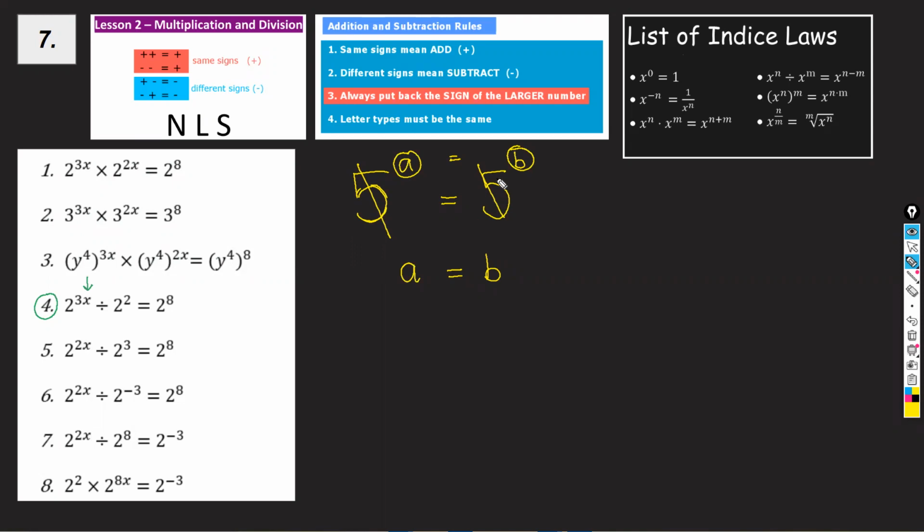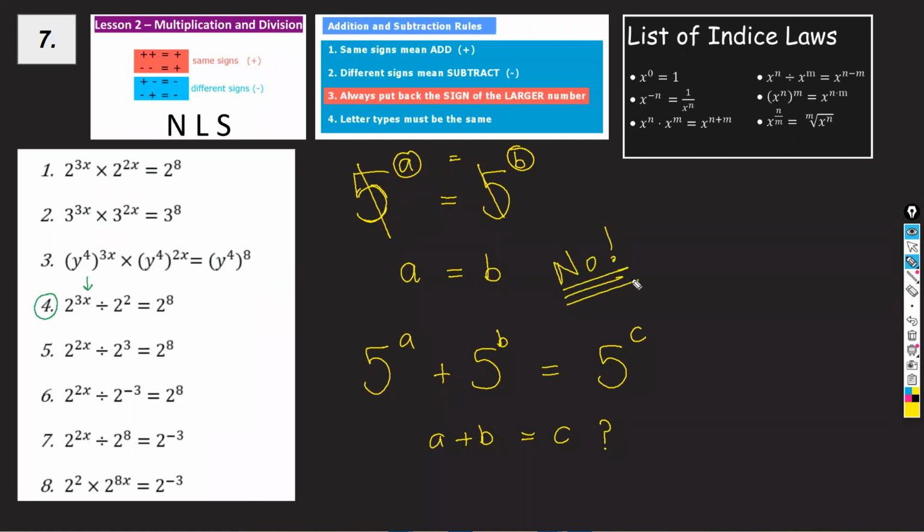But it only works when you have exactly 1 base on this side and exactly the same base on the other side. So quick question. If I have 5 to the power a plus 5 to the power b is equal to 5 to the power c, is it okay to say a plus b is equal to c? You see on this one, I could have just put a equal to b. What do you all think? The answer is no. That's a common trick.